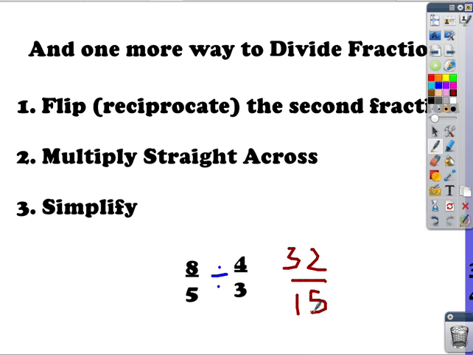If we were to go ahead and notice that this was top heavy, so how many times does 15 go into 32 without going over? And that is twice. 15 times 2 is 30. We need to get to 32, so that's 2/5.